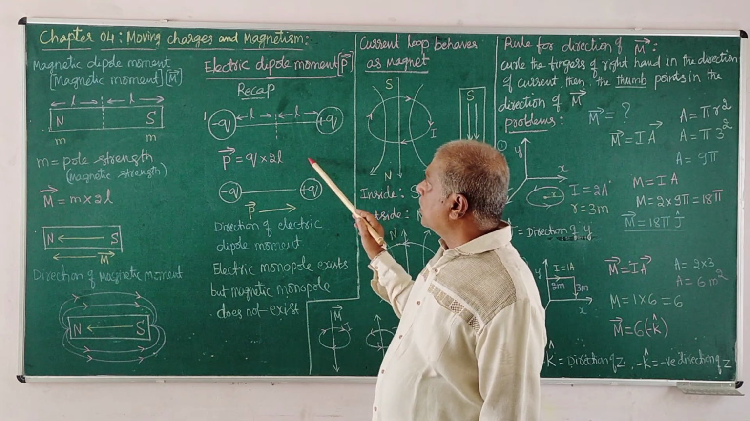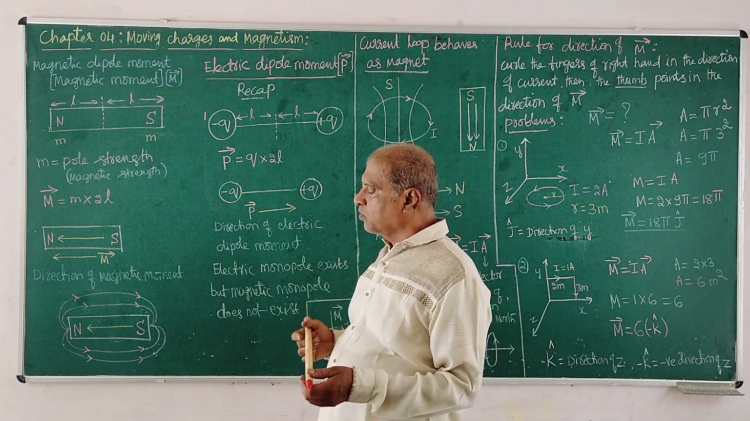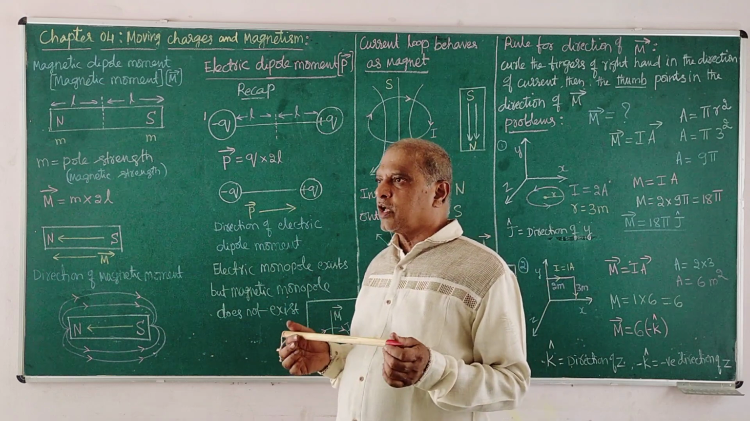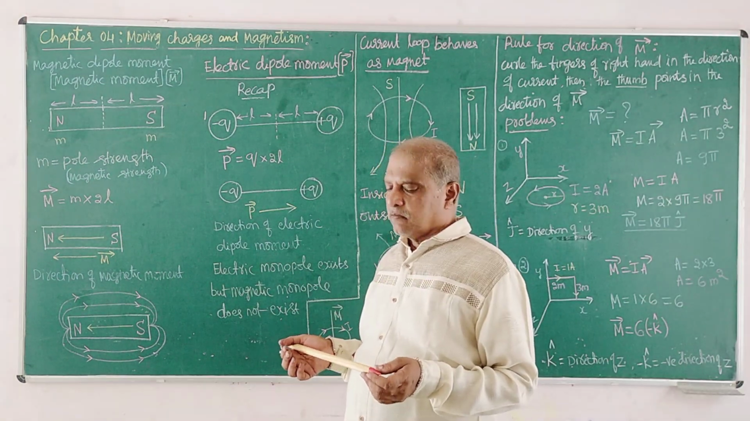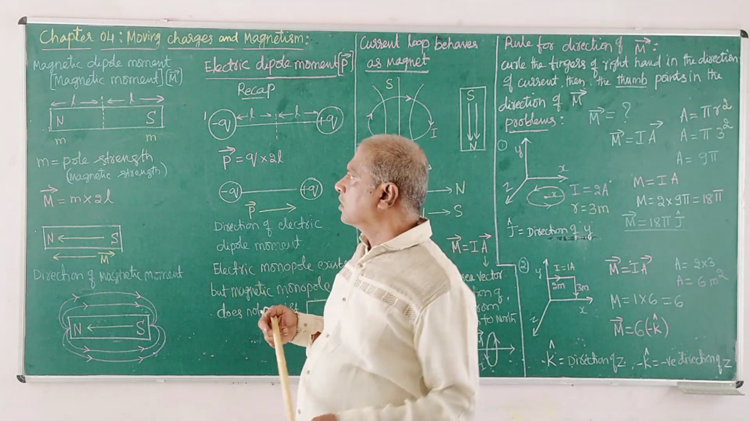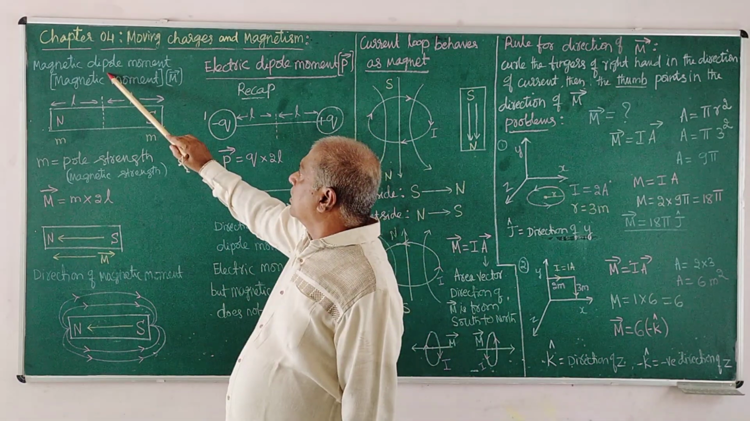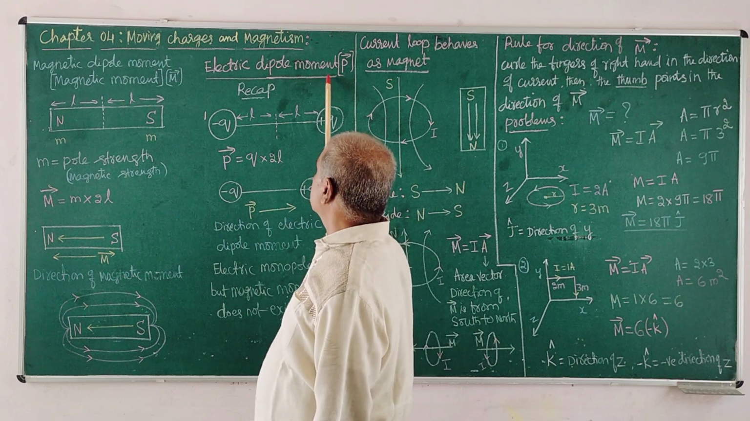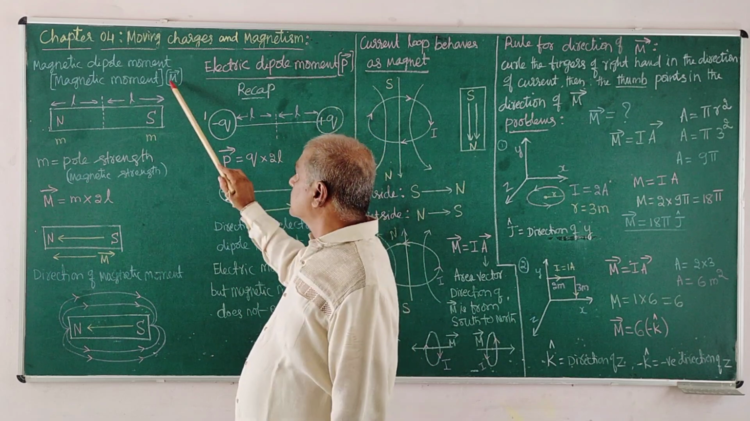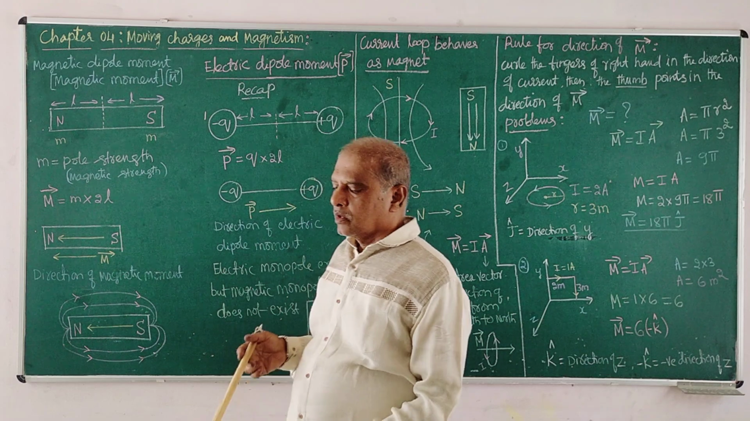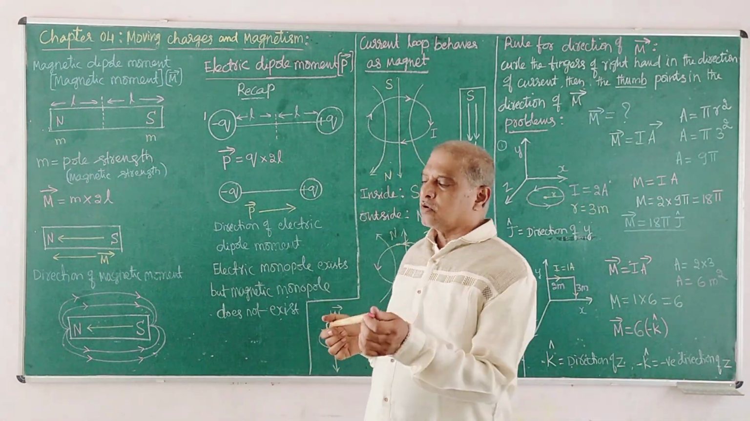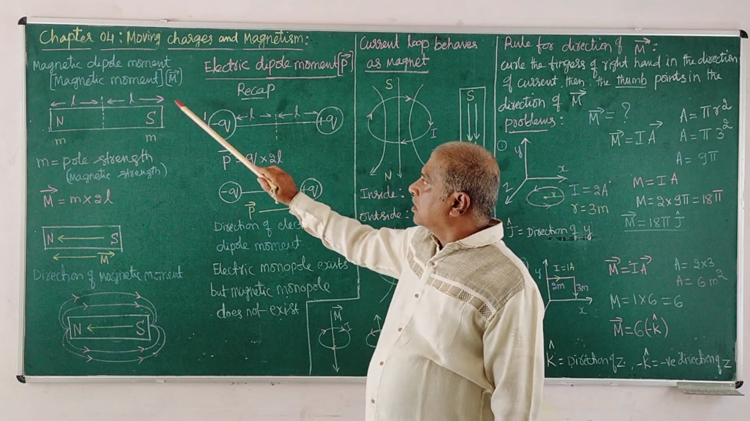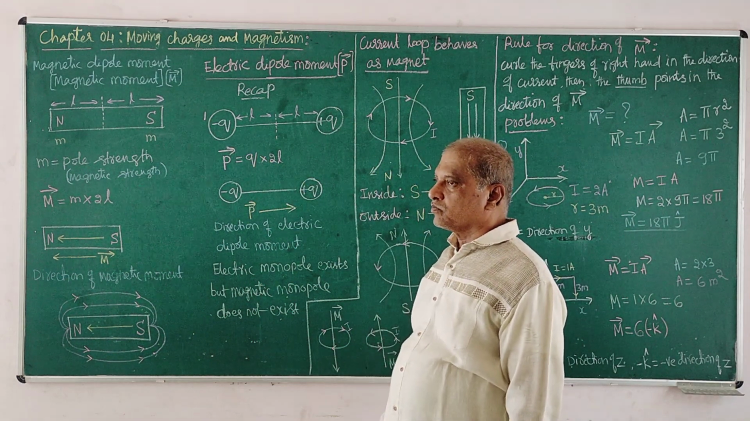This electric dipole and magnetic dipole both exist in nature. If these two dipoles are present, we come across the terms electric dipole moment and magnetic dipole moment. The symbol is P for the electric dipole moment and M for the magnetic dipole moment. What is the definition of electric dipole moment and magnetic dipole moment?